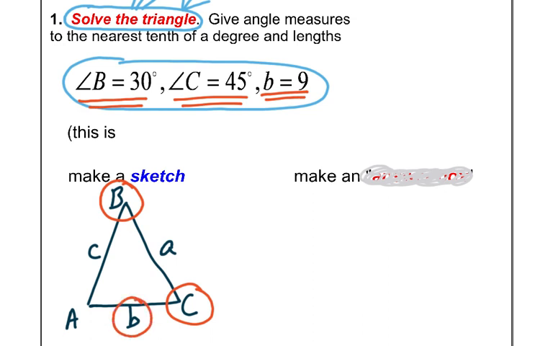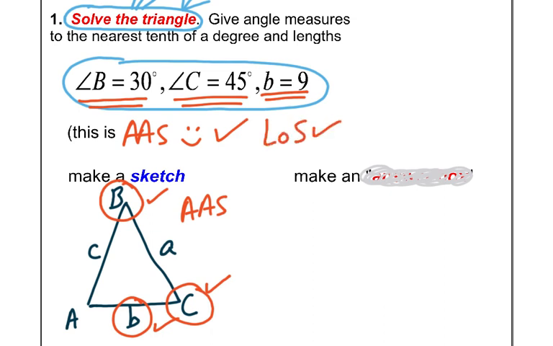So side b. All right, let's figure out what case this is. I have an angle, I have an angle, and I have another side, and that side is not in between. So this is considered an angle, angle, side. Good. It's not the strange ambiguous case, so we're good to go. We can just proceed as planned. But we would definitely use the LOS, the law of sines here.